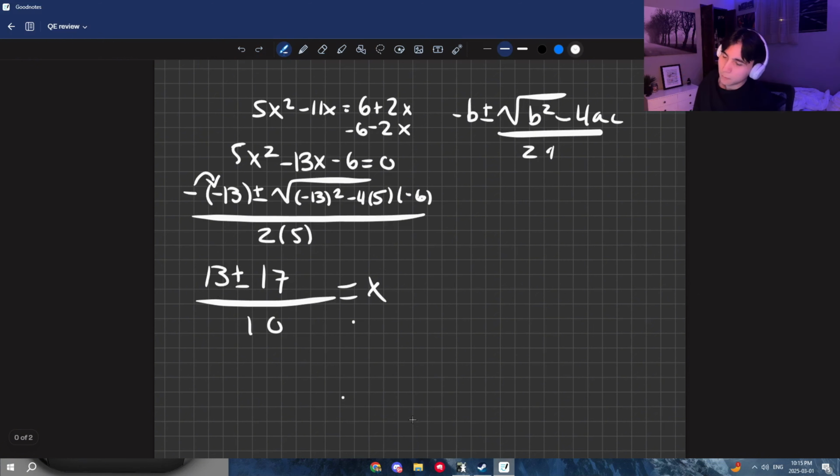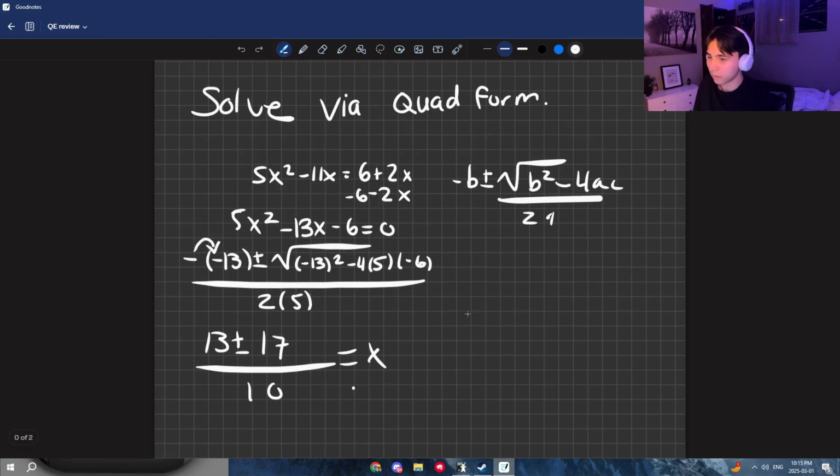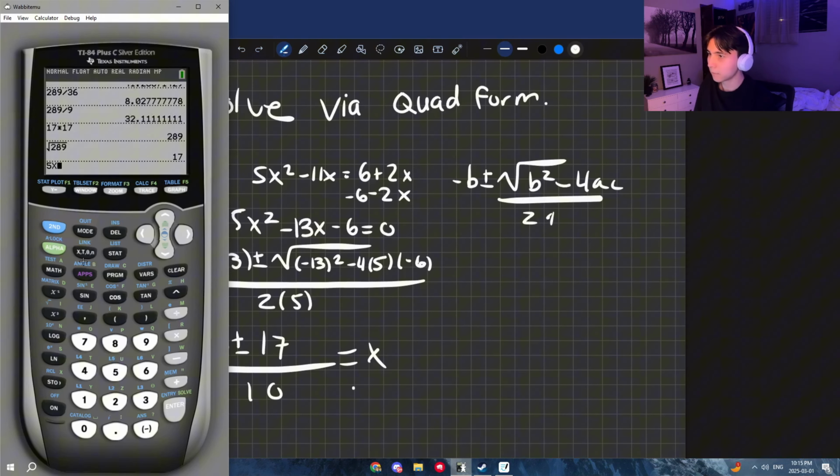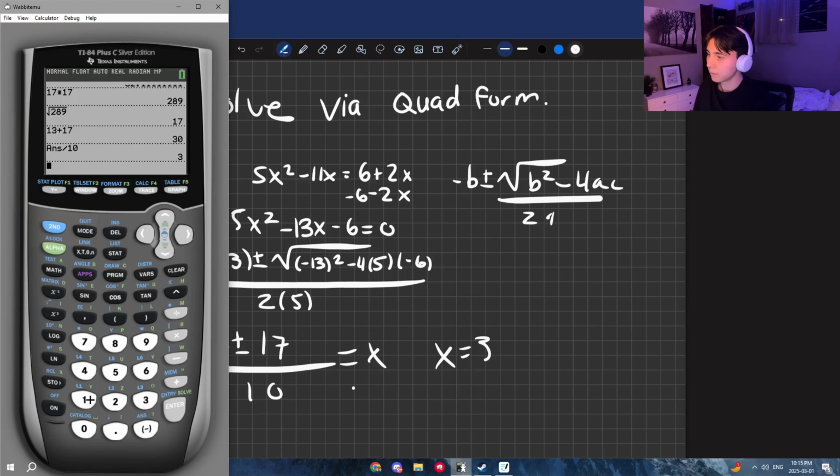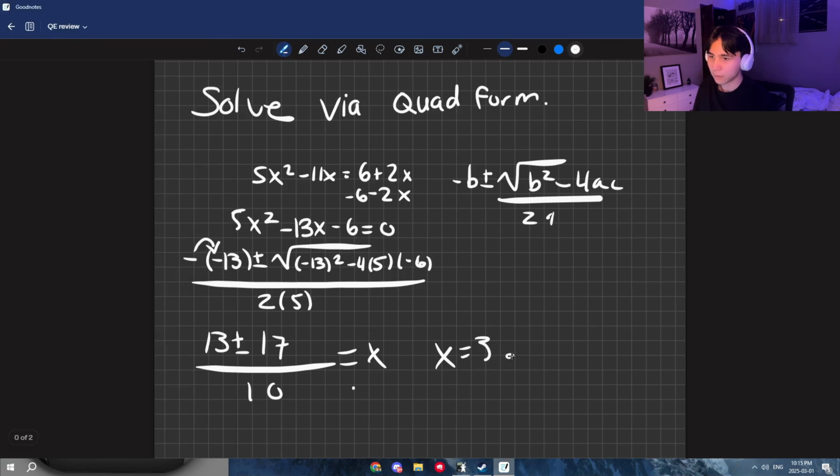So with that being said, we can actually test out our answer now. So our original equation was 5x squared minus 11x equals 6 plus 2x. Okay. So let's just get our first answer as one of our solutions. So 13 plus 17 all over 10, which gives us x equals 3. And 13 minus 17 all over 10, which gives us negative 2 over 5.